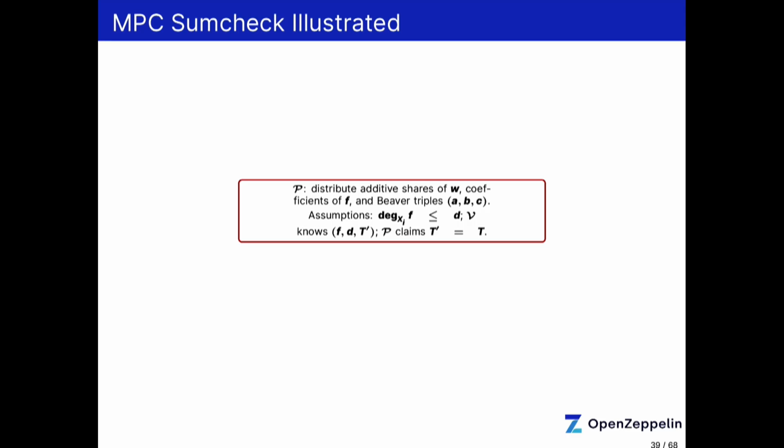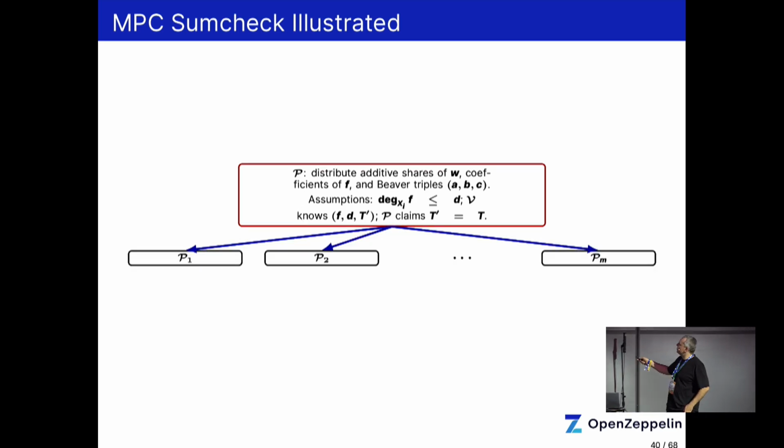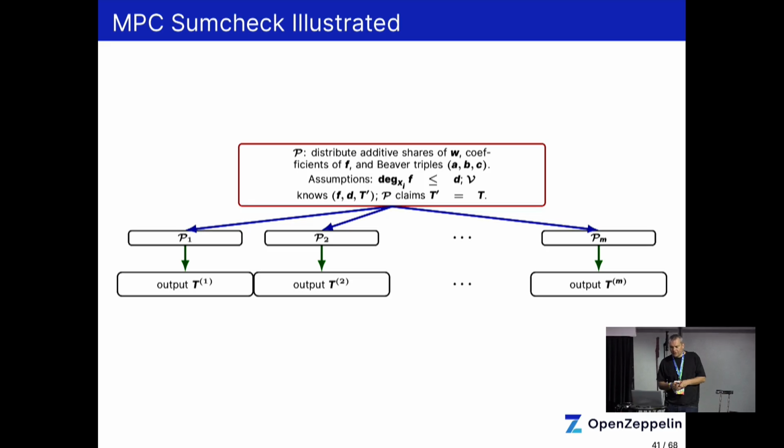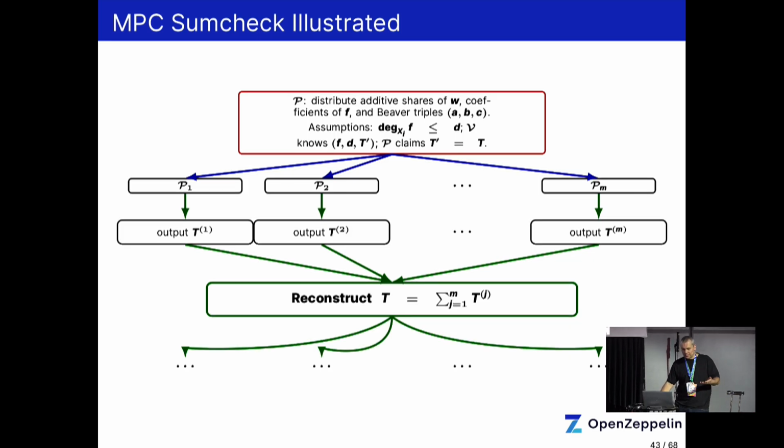So basically repeating the previous process, but in the general case, not constraining ourselves to a fixed polynomial. So we have the prover that distributes the shares of W and the necessary number of Beaver triples to all the nodes, and then claiming his sum is T prime equals T. So then each node computes its own share of T prime, its own share of T, like Ti, as we saw before. Then they exchange them, sum everything, and come up with the final value.